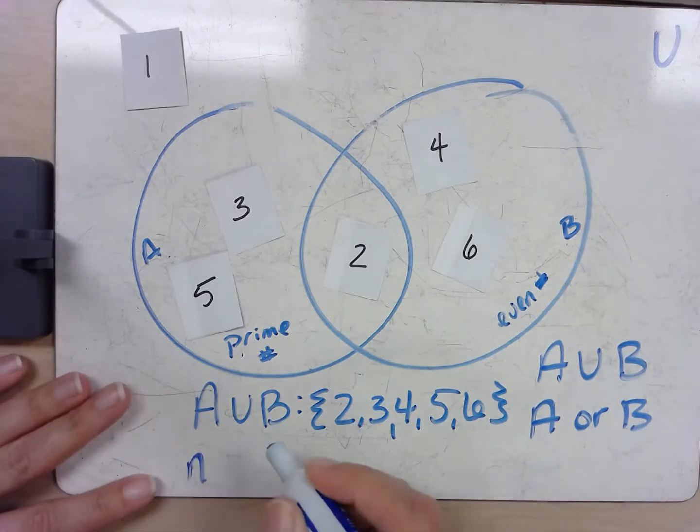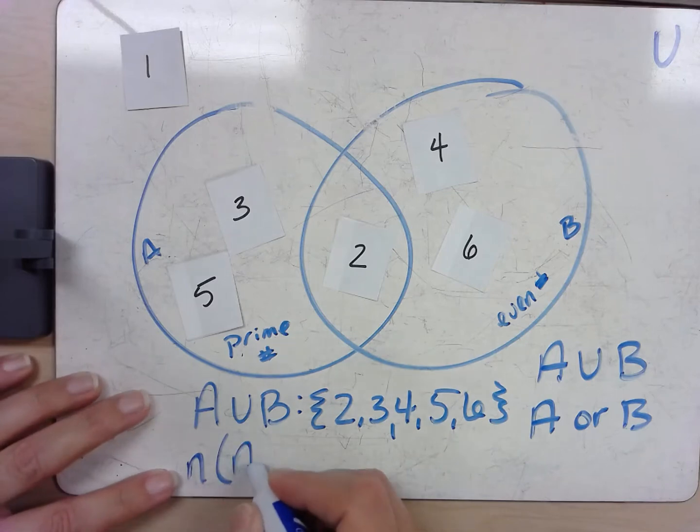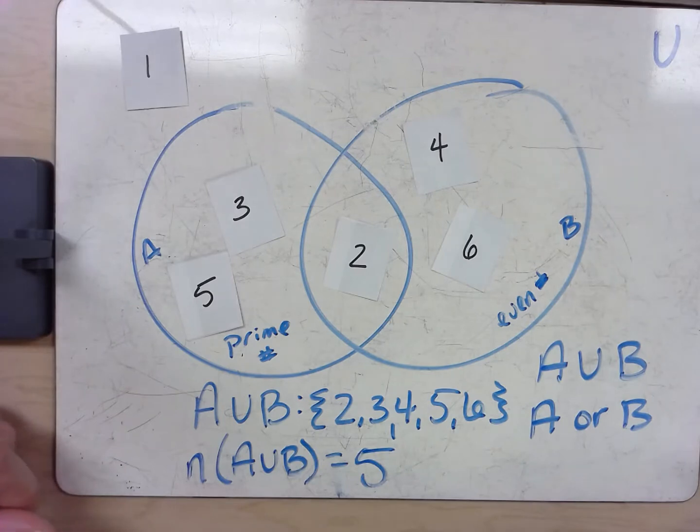And when we talk about how many elements are in that subset, we would say the number of elements in A or B. And we just count. How many things are there? There's 1, 2, 3, 4, 5. There are 5 numbers in that set, so there are 5 elements in that subset.